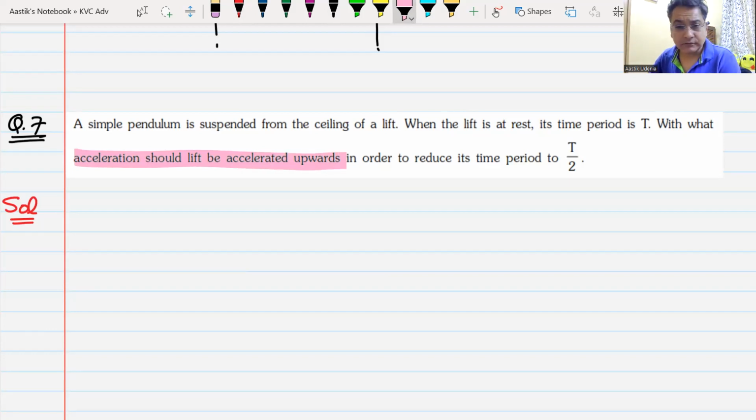Sir, acceleration is 3 times of g, sir. Right? See, you have the answer. I was about to solve the question. That is correct. Acceleration is 3 times g. I forgot what I was telling you. Yes, I was looking for the formula of time period, 2 pi root over L by g effective.